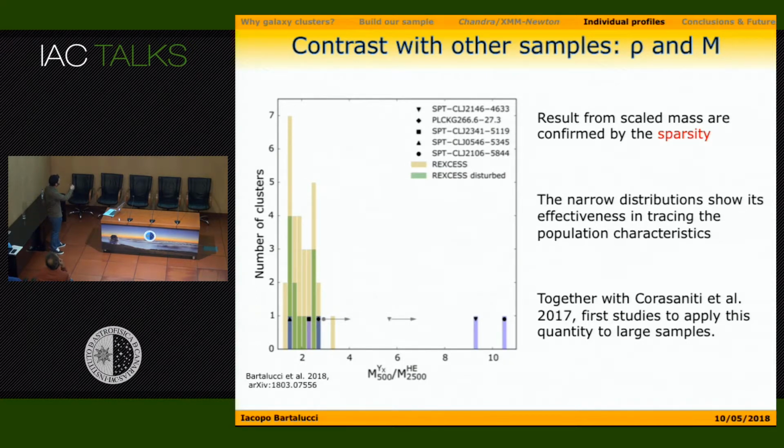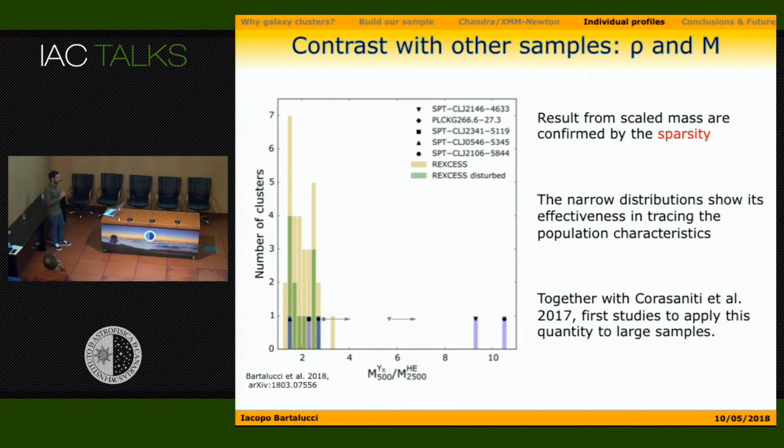But at the same time here with blue, you see the 5 clusters. And what you see is that there are 3 clusters which are consistent, and 2 which are completely outliers. So at least we confirm our previous results.